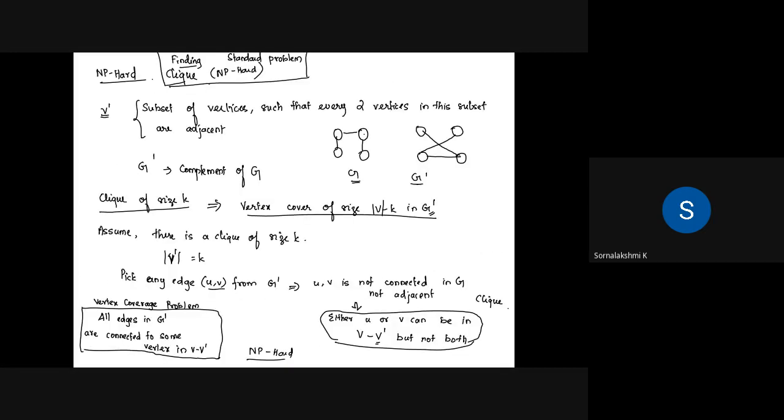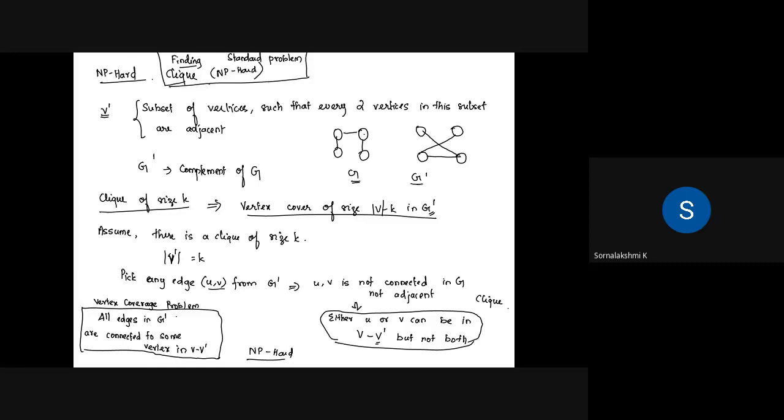So I take a clique problem. I am taking a complement graph. With a complement graph, I can tell that this U and V cannot go together, so they have to go in separate groups. If one is in the clique, the other should be outside the clique. So when I do that, I can tell that this is a vertex cover problem. All edges in the complement graph are connected to some vertex outside the clique.